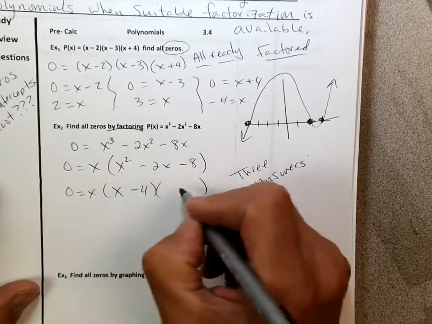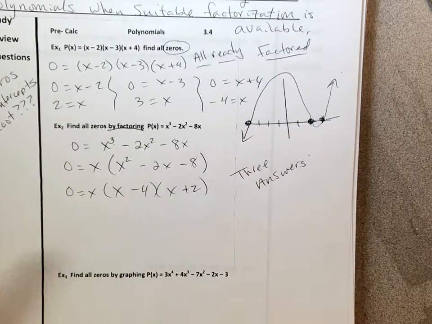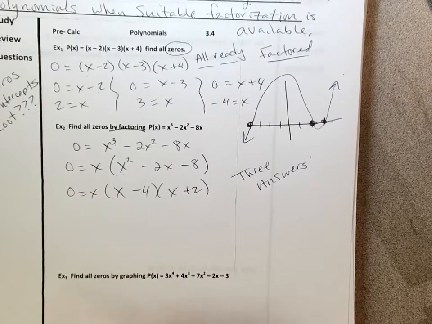X minus 4, x plus 2. Of course, the answer is going to be the opposites because we're going to set them equal to 0 and solve it. So really what we have are 3 factors. These are 3 factors. Let's find out when they equal 0.